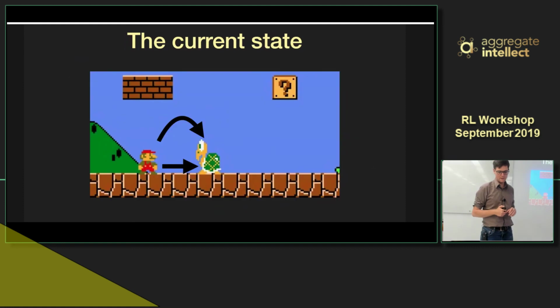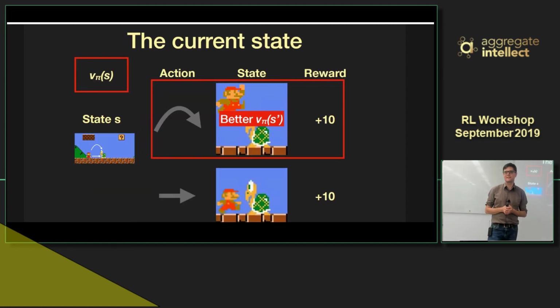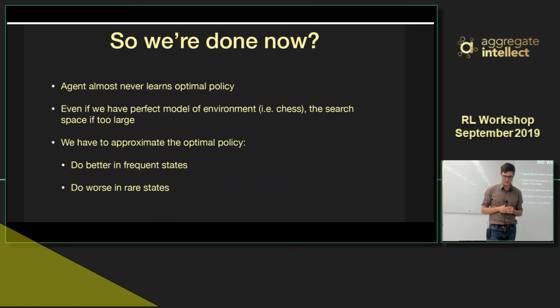So I guess we're done now, right? We just find the best value functions. Well, we need to make sure that such an agent would never learn the optimal policy automatically. And even if we have a perfect model, like I said, the search space is going to be way too large, because I have my current state, my action, and all my next state spaces.